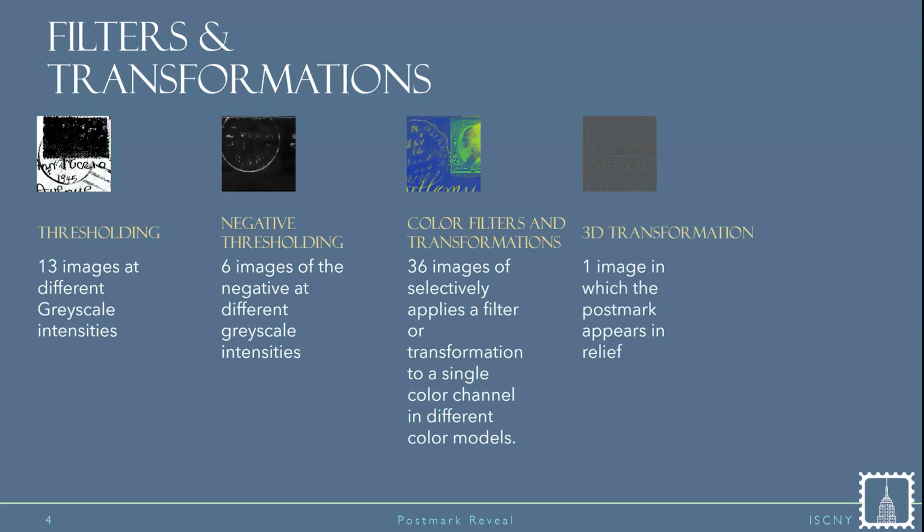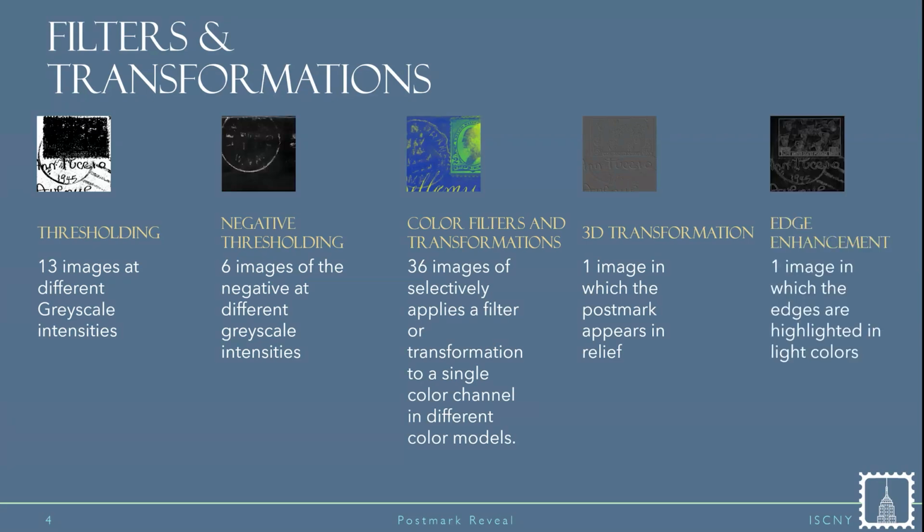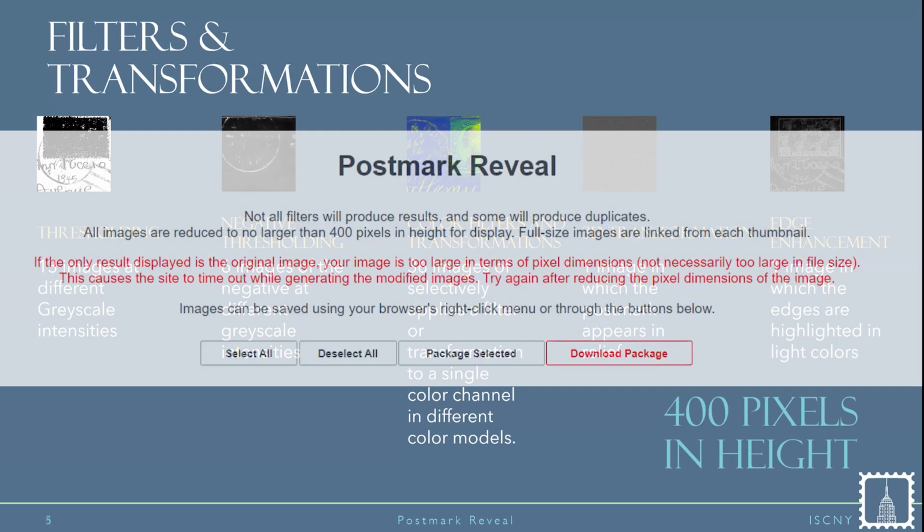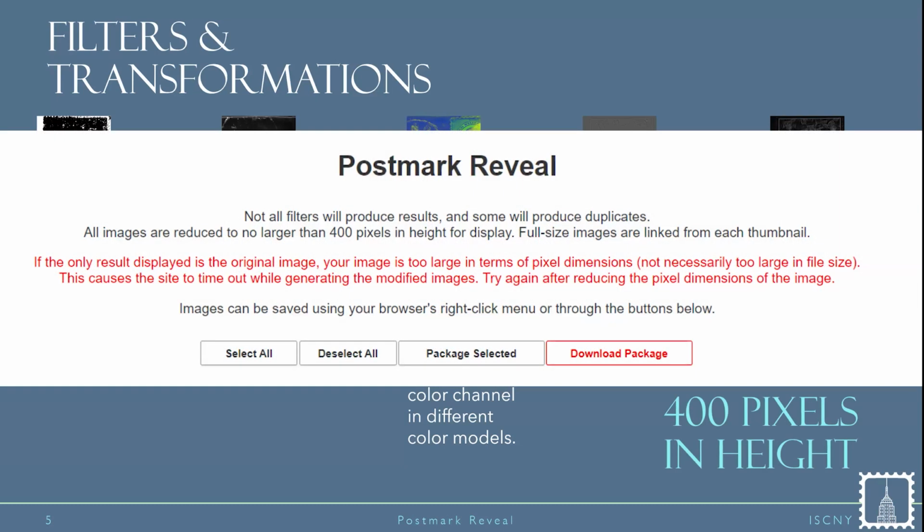You get a 3D transformation of the postmark, and you also get an edge enhancement image where the edges are highlighted. And this is the little caveat that they display. There are basically two things. The filtered and transformed images it's showing you are all reduced to 400 pixels in height. This does not mean that the analysis was done on a reduced copy of the image you've submitted. It just means that it's showing you a 400 pixel height analyzed window.